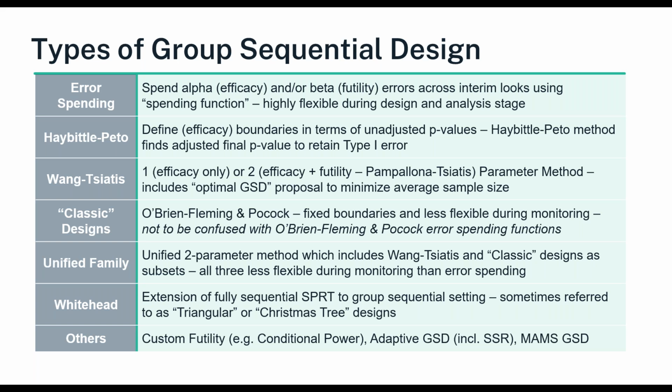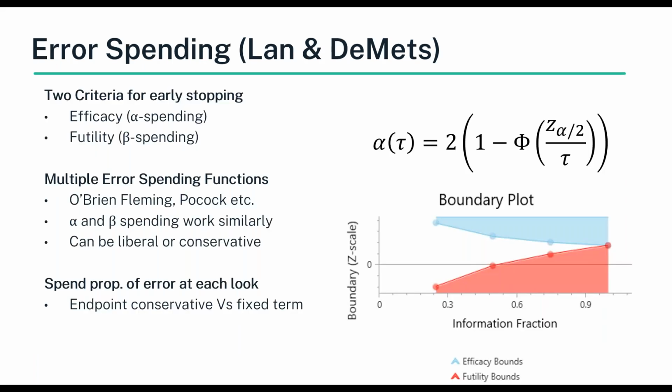And so I'll discuss what that is on the next slide, but just to mention before we move on that the other methods shown here, so the Haybittle-Peto, Bauer-Kohne, Unified Family, etc., they are used to some degree, but just far less common. And many of them are quite simple and easy to use, and some have their own benefits and disadvantages. So it's definitely worth taking a look at those if you want to learn more about this area.